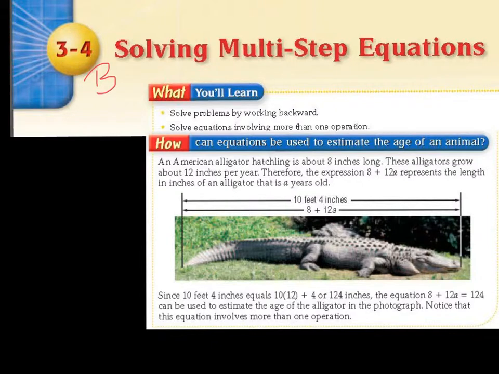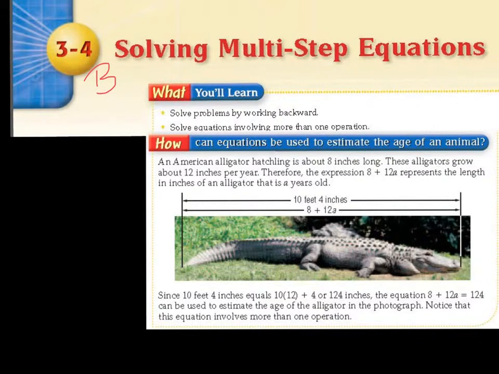An American alligator hatchling is about 8 inches long. These alligators grow about 12 inches per year. Therefore, the expression 8 plus 12a represents the length in inches of an alligator that is a years old. Since 10 feet 4 inches equals 10 times 12 plus 4, or 124 inches, the equation 8 plus 12a equals 124 can be used to estimate the age of the alligator in the photograph.